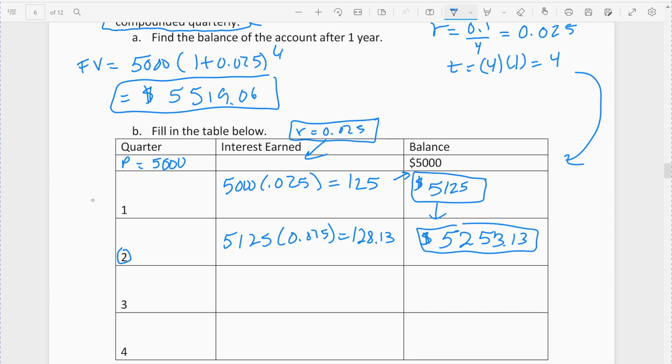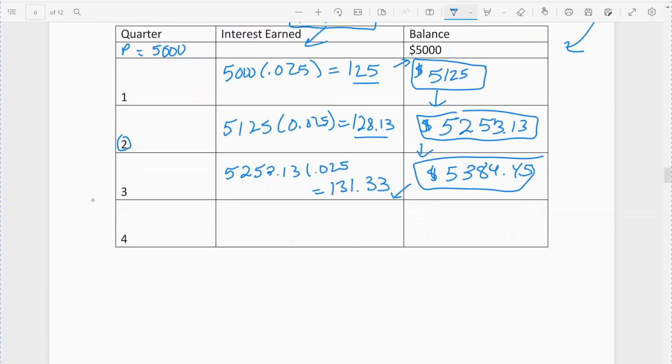And so for the third quarter, you take the 5,253.13 multiplied by 0.025. Every time you'll notice we get a little more interest each quarter. First one was 125, this one is 128. The next one is going to be 131.33. Again, we get to add it to this balance, and so it comes out to 5,384.45.